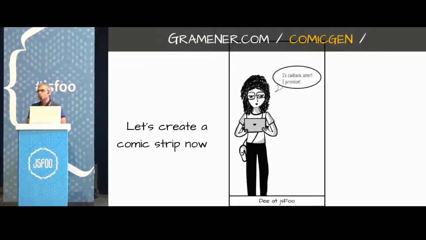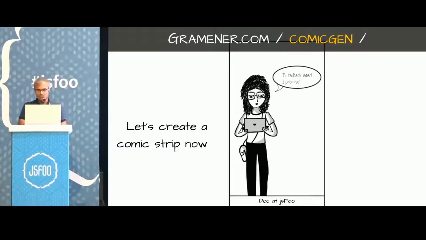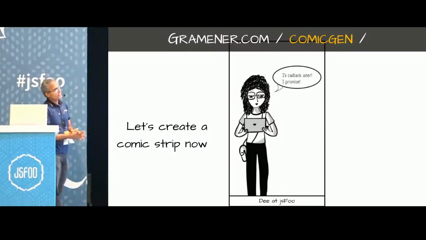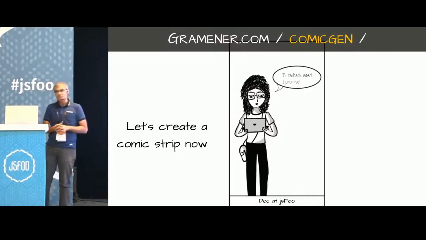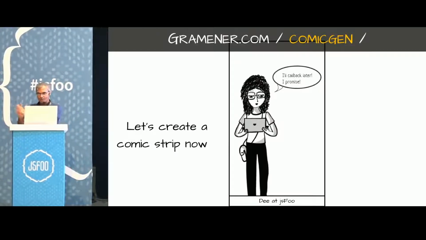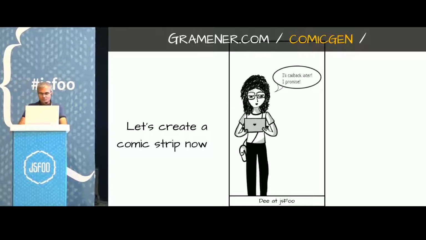So let's create a comic strip now. What we are going to do is take this scenario. D is at JSFood, and she's Skyping and says, I'll call back later, I promise. And hopefully you catch the pun on that. Question is, there was a flicker. So if there are a lot of components on the screen, it flickers.